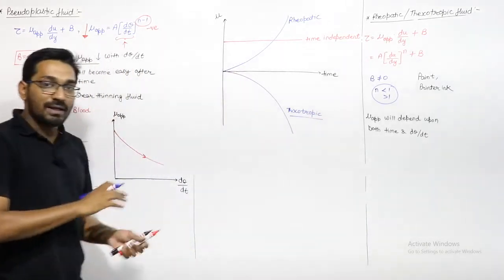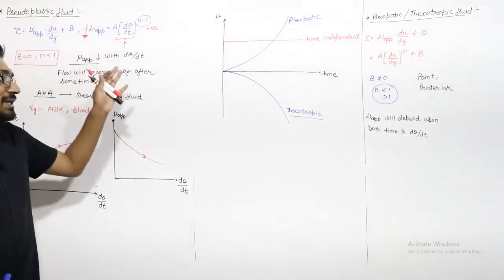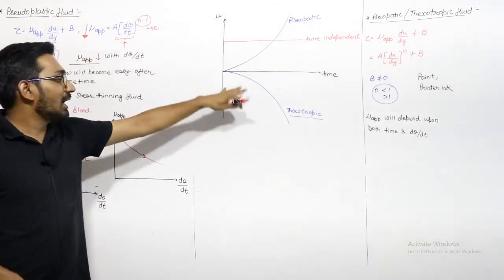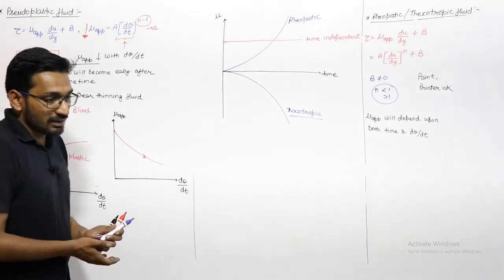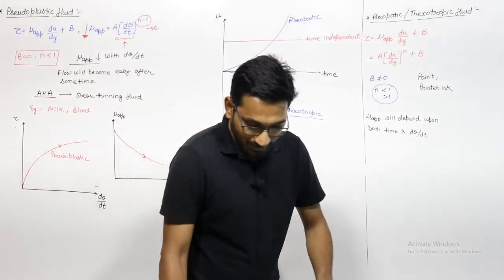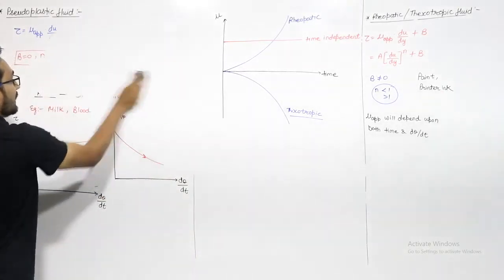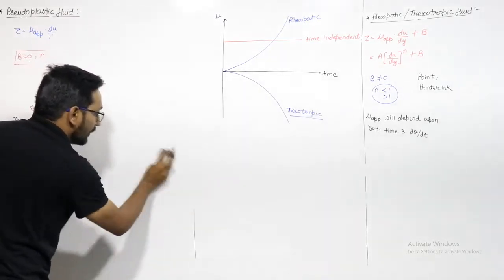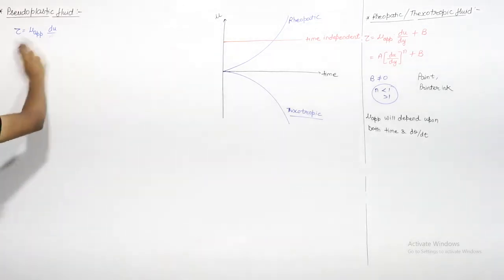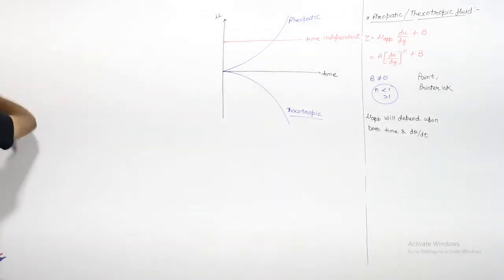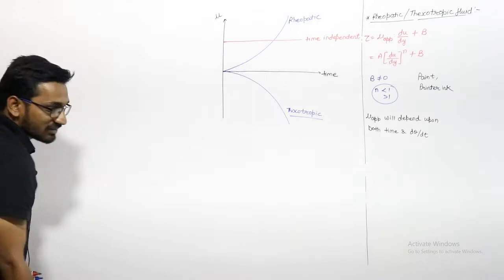You need not go into detail about these. Just for the objective type you have to remember that in rheopectic viscosity is increasing with time, and in thixotropic viscosity is decreasing with time, right? Now if I want to show all of them in one graph, Newtonian, non-Newtonian, dilatant, pseudoplastic, Bingham plastic, thixotropic and rheopectic, how can we represent them?